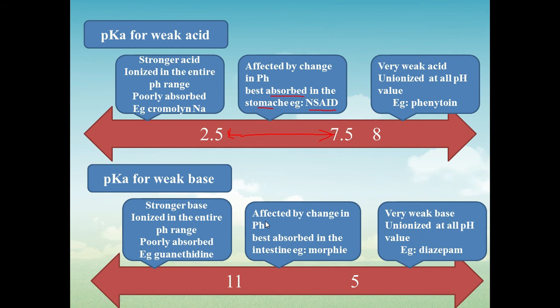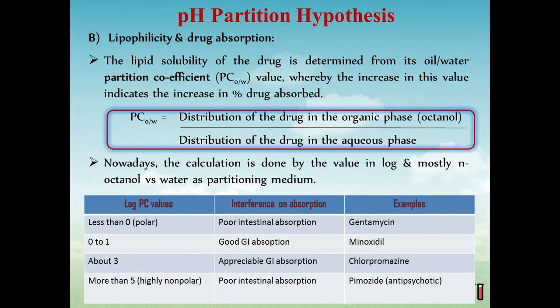If your drug has a pKa less than 5, then we can say it is a very weak base and unionized in all pH ranges. It is similar to a very weak acid. A weak base will also remain unionized across the pH range, and it will get absorbed from any part of your GI tract. The example is diazepam. This particular chart is very important. Now this is simply animated, and you can write a simple chart like this.